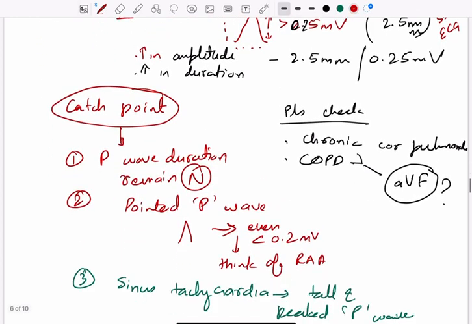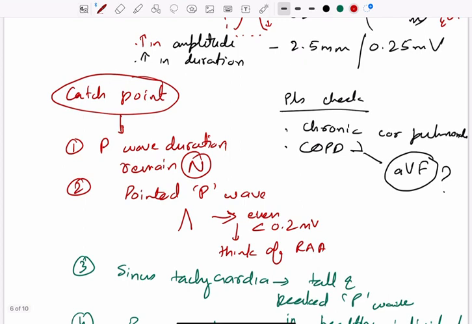Now there are some catch points here which I will describe. P wave duration may remain normal also. So don't just go by it: if the P wave duration is normal, within 110 milliseconds, that does not mean right atrial abnormality does not exist. It may exist. You have to see the amplitude.